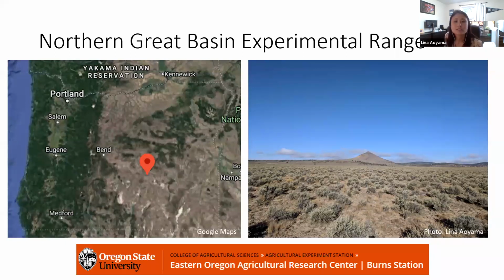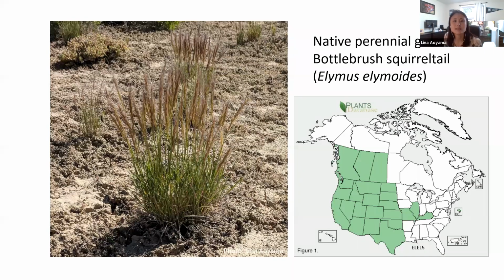I'm conducting my research at the Northern Great Basin Experimental Range located in Harney County, Oregon. My target species is a native perennial grass called bottlebrush squirreltail. Its Latin name is Elymus elymoides, and it has a very wide geographic range from British Columbia to Texas, and is well used in post-fire restoration for its high competitive ability with cheatgrass and its rapid growth to maturity.